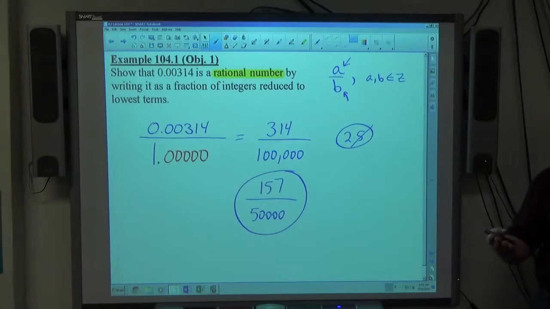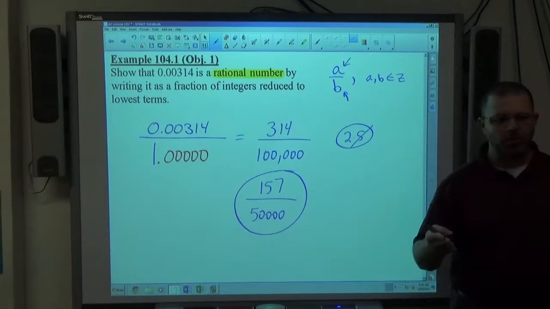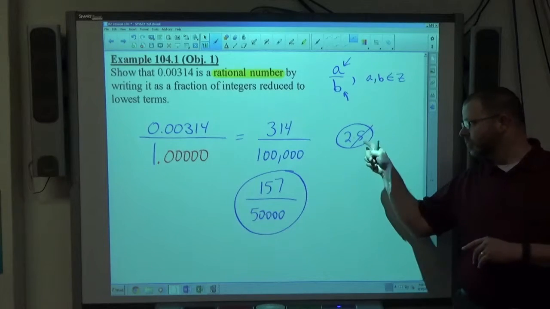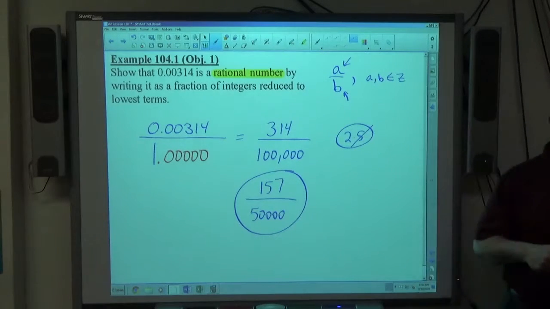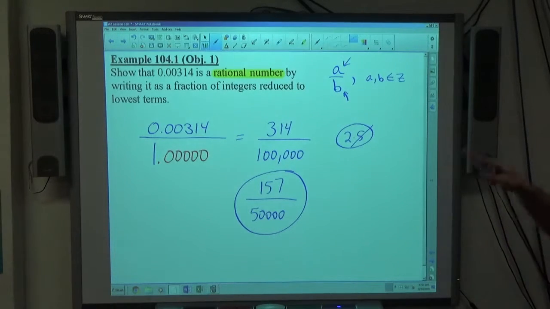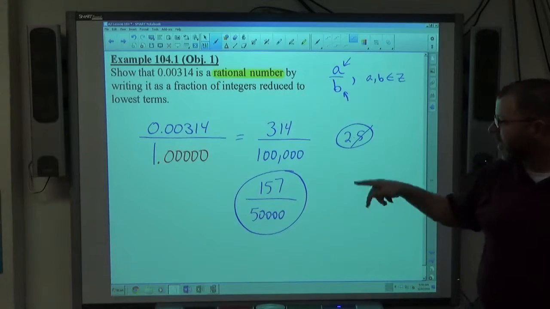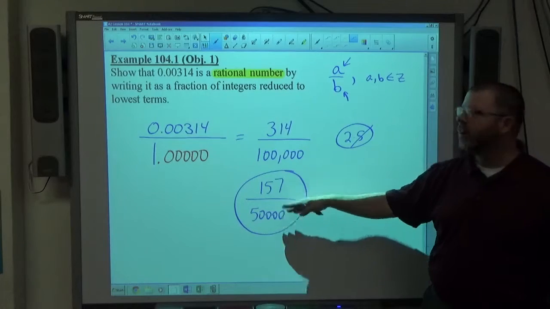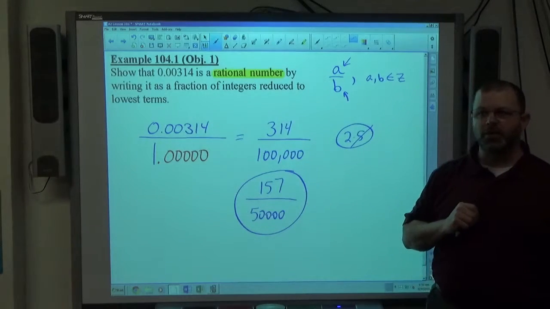Look at the prime factorization at the bottom and ask yourself, do those prime numbers go into the top number? If they do, do it. If they don't, put one of those slashy things on. Gets it done. So that is the answer, reduced lowest terms. And that verifies, since 157 is an integer, 50,000 an integer, that 0.00314 is a rational number.